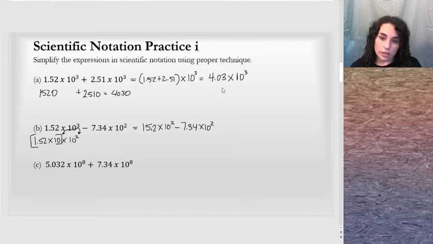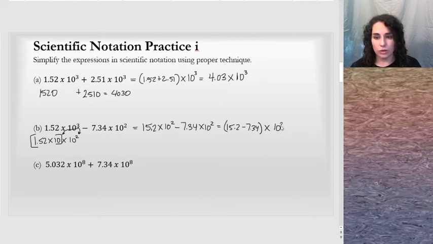I'm going to do the same thing I did before up in the prior line. I'm going to go 15.2 minus 7.34, and then I can keep the times 10 squared out back. And when I subtract this, you can do this in your calculator real quick. I get 7.86 times 10 squared. And that'll be the final answer for that question.